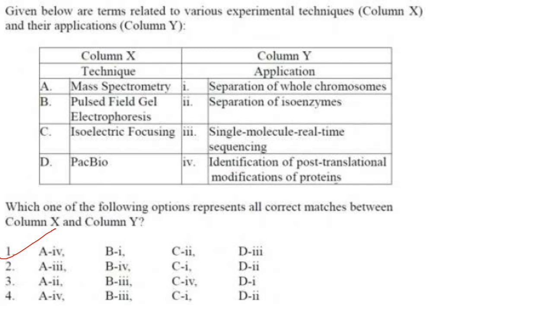Then next one. Given below are terms related to various experimental techniques in column X and their application in column Y. Which one of the following options represents all correct matches between column X and column Y? Mass spectrometry is for identification of post-translational modification of proteins. Pulse field gel electrophoresis is separation of whole chromosomes. Isoelectric focusing is separation of isoenzymes, and PacBio is single molecule real-time sequencing. Answer is option 1. So that's it.